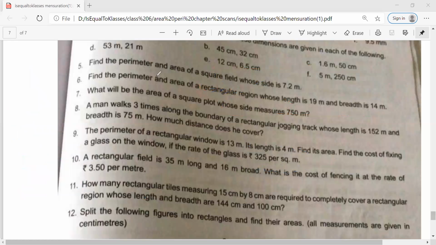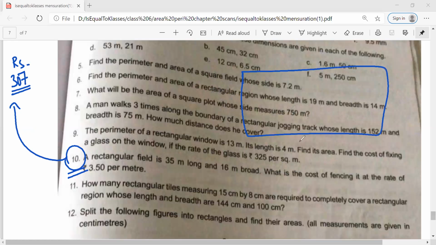Okay. So were you able to do question number 10? Yes, sir. What is the answer you got? So the cost is 307. 300 and 7. 307 rupees. Okay, let us see. The field is 35-meter long, 16-meter broad. Cost of fencing.